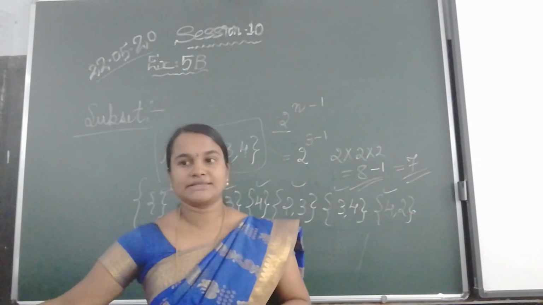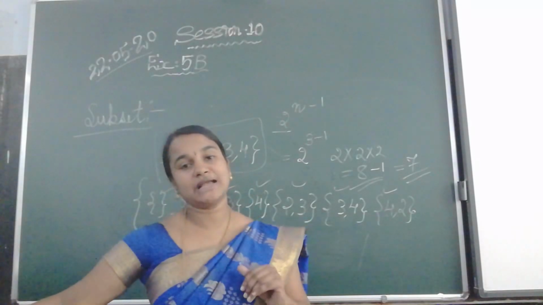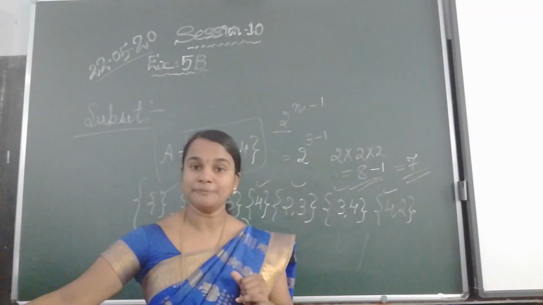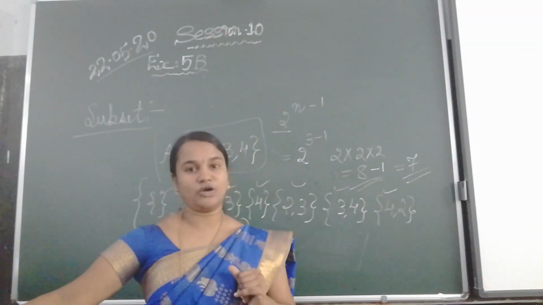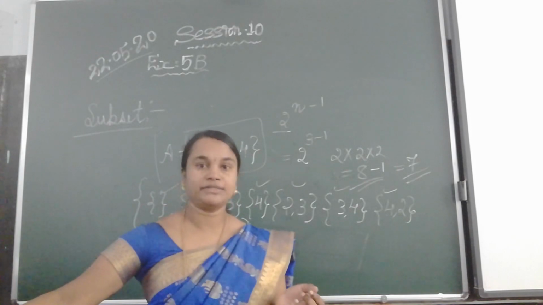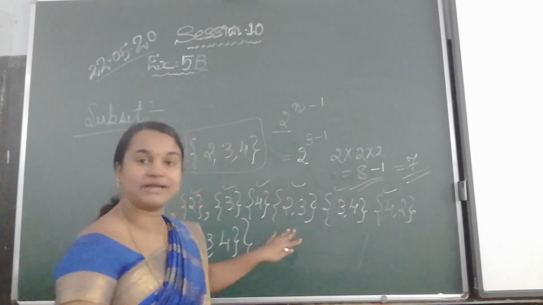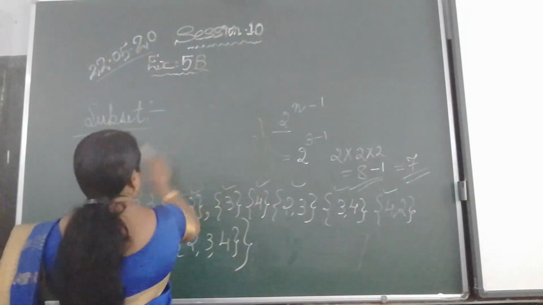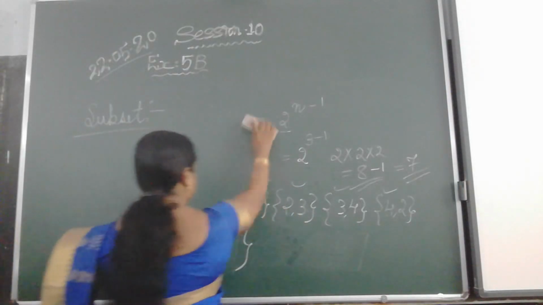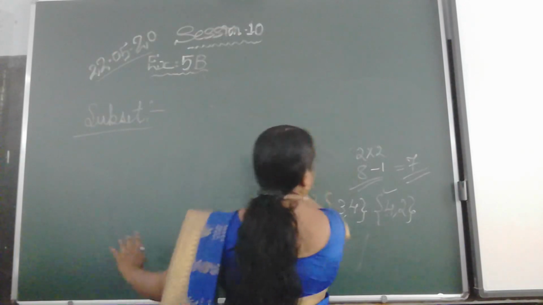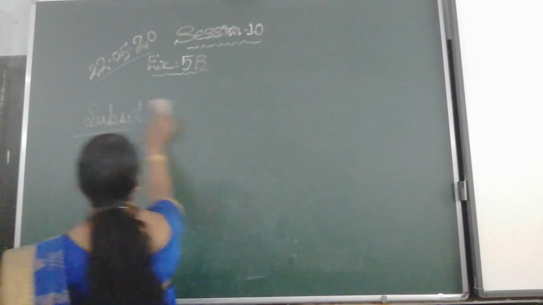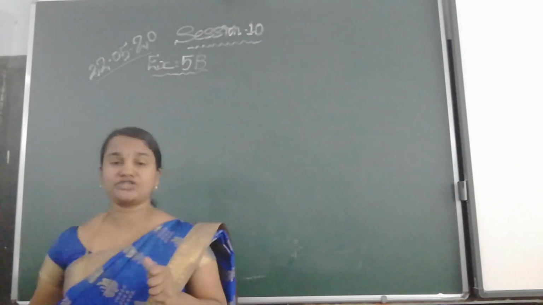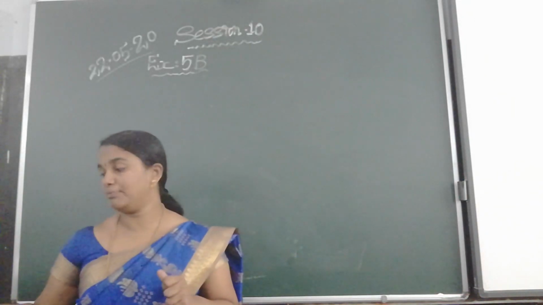After exercise 5b, in exercise 5c, we are going to study what is union, what is intersection, all these things. Complement, that afterwards I will explain. First we will complete exercise 5b. In your copy, on the next page, write down exercise 5b.